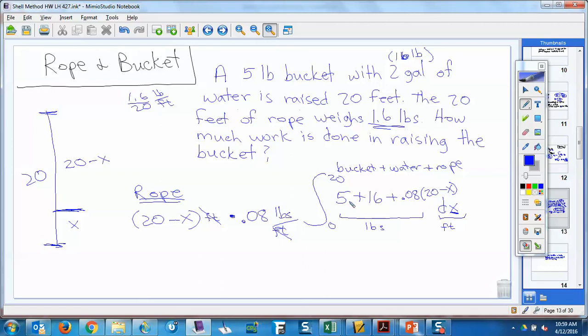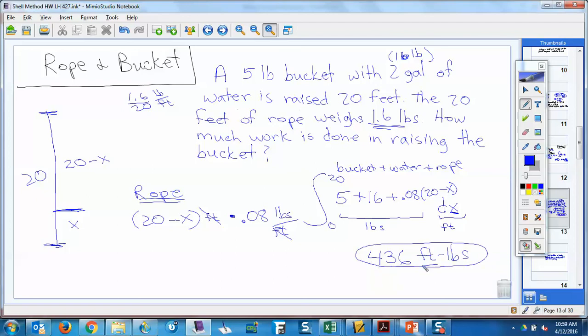Now I'm going to show you another way we could have come up with that rope. You might be more comfortable doing it this way. Since it is a linear relationship, we could just get a couple of points and do point-slope form if you want. Some of you might prefer that. What are you getting? 436. What are the units? Foot-pounds of work.